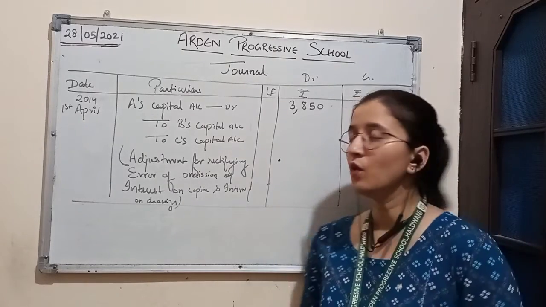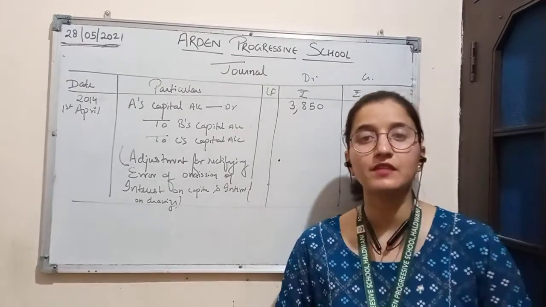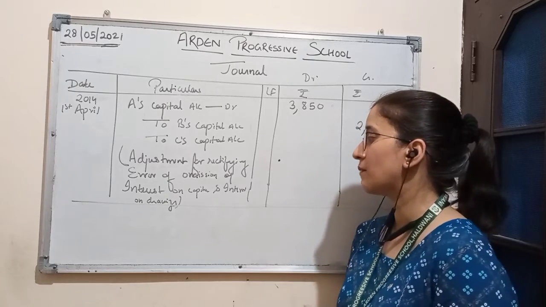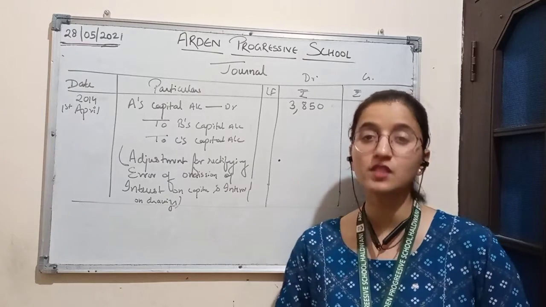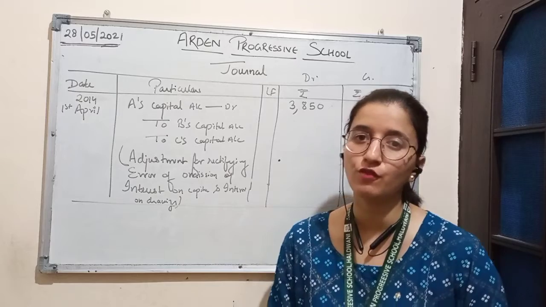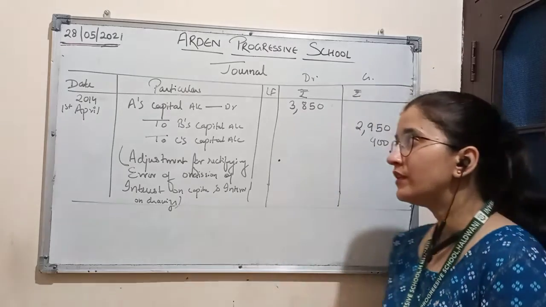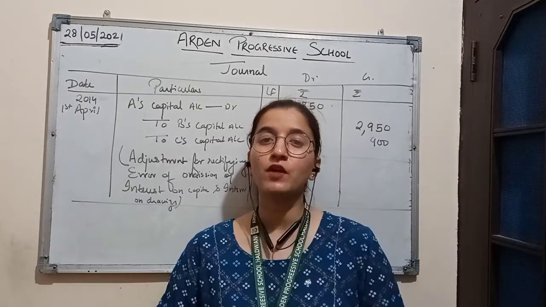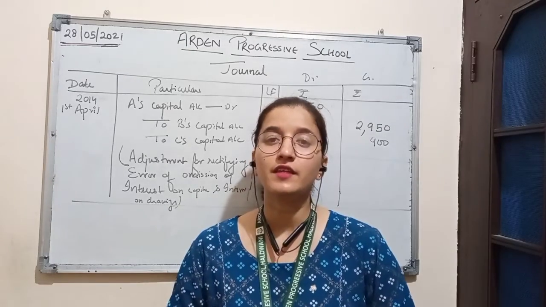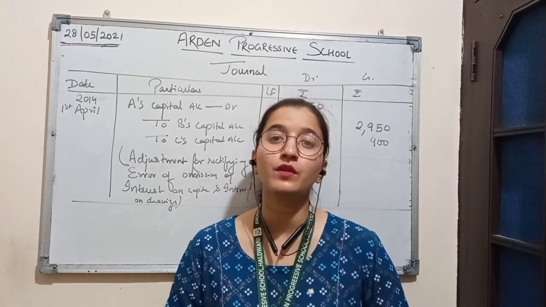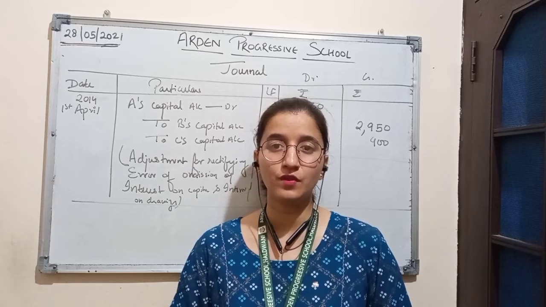So this is how we will solve the question based on omission of interest on capital and omission of interest on drawings, along with the calculation of opening capital. With this, we have completed the topic of past adjustment. In the next session, we'll be continuing with the next topic. That's all for today. Thank you.